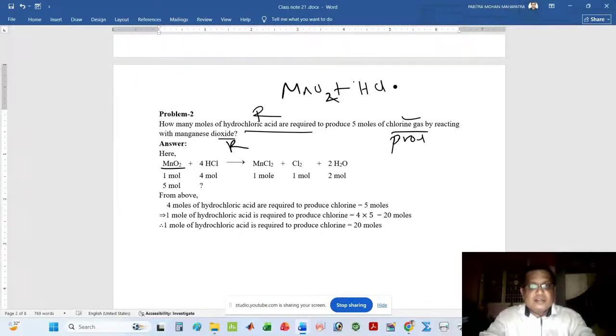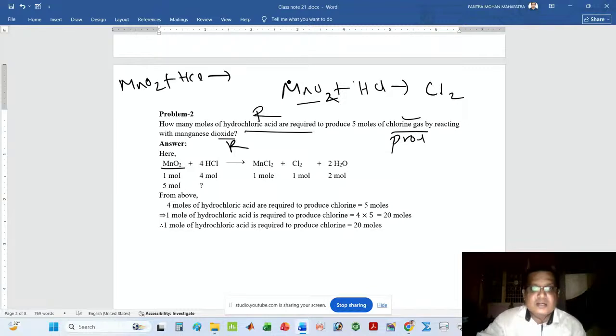And how much hydrochloric acid is required to produce 5 mole of chlorine? Here chlorine is the product, and with manganese dioxide, the manganese dioxide is also reacted. So initially I can write MnO2 plus HCl gives Cl2. But if you see the real equation, the real equation is MnO2 plus HCl gives MnCl2 plus Cl2 plus water. This is the real equation.